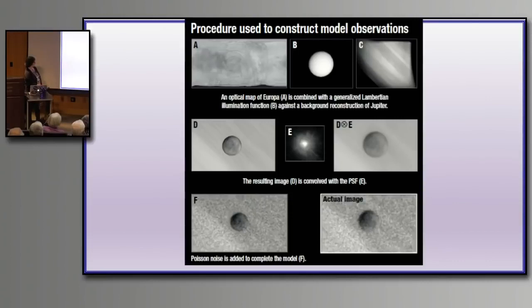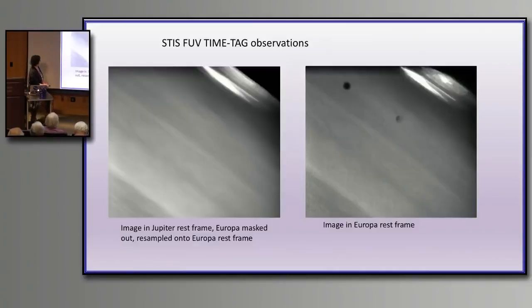So here's the fake image, and here's the real image. And they look okay. They look plausible. This is one that doesn't have plumes, and this one in the model doesn't have it either. So this gives you some confidence that your method is actually going to work. And then just for fun, here are just what these images look like.